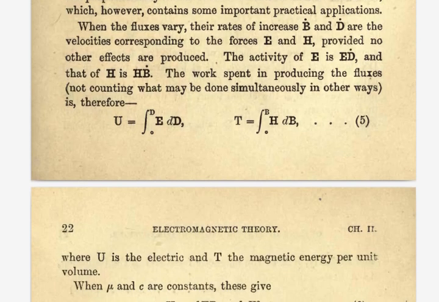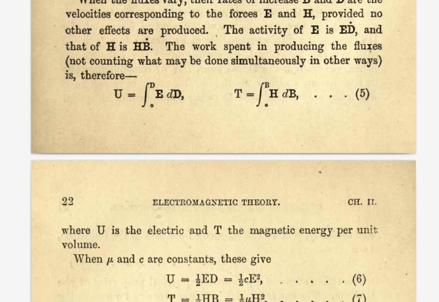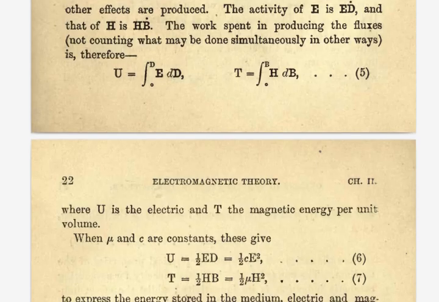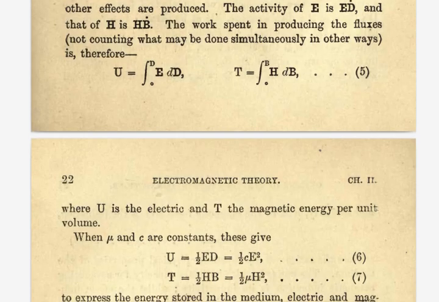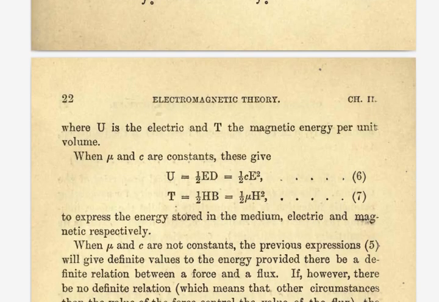When the fluxes vary, their rates of increase, Ḃ and Ḋ, are the velocities corresponding to the forces E and H, provided no other effects are produced. The activity of E is E·Ḋ, and that of H is H·Ḃ. The work spent in producing the fluxes is, therefore, U equals the integral between 0 and D of E dD, and T equals the integral of H dB, where U is the electric and T the magnetic energy per unit volume.